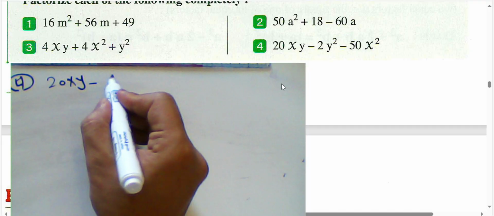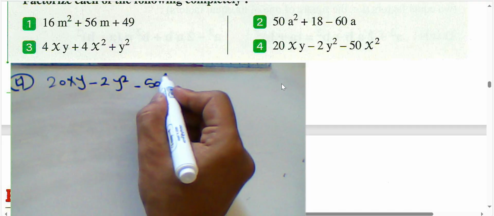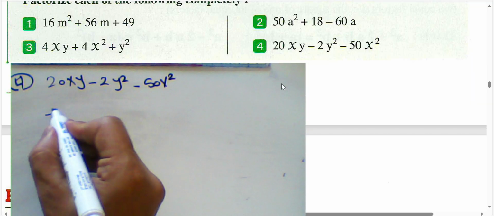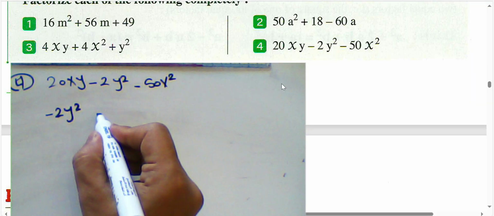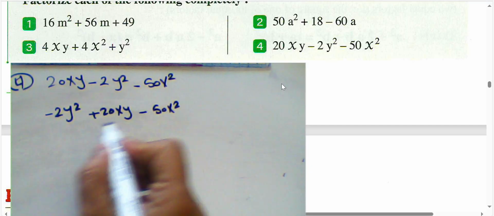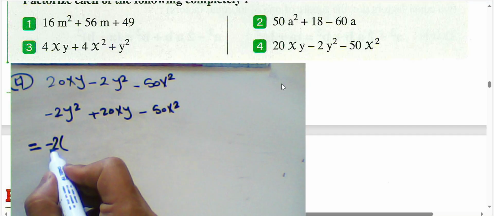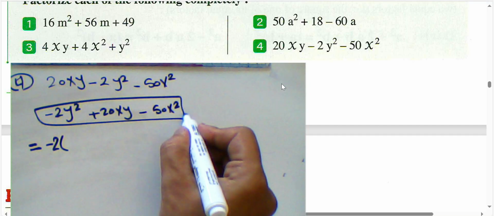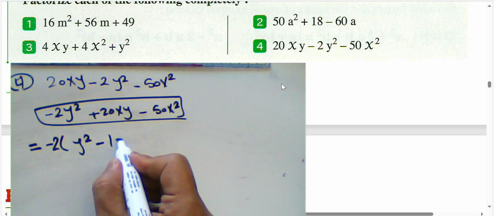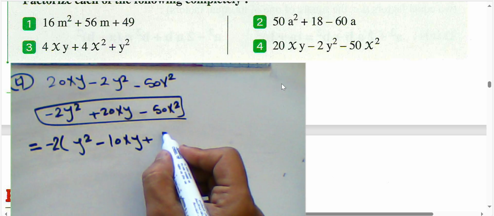We have 20xy - 2y² - 50x². First step, we must arrange, right? -2y² + 20xy - 50x². We can factor out the negative 2 as a common factor between the 3 expressions.